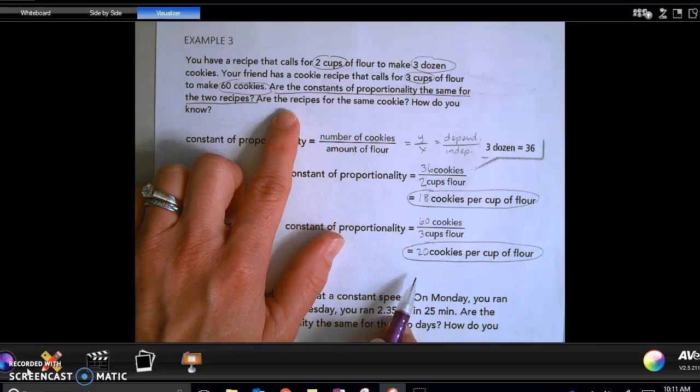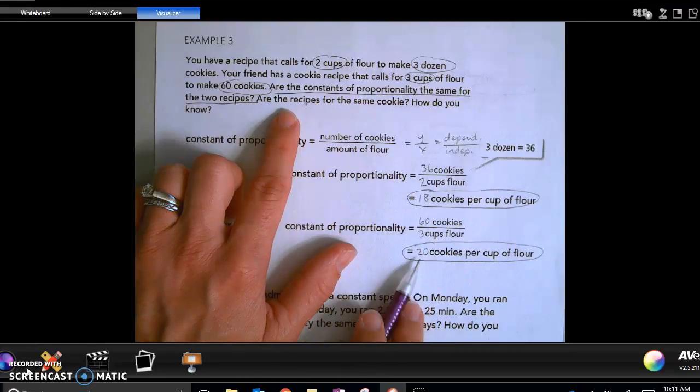We must be using different recipes if we are using a different ratio. Our constant of proportionality would have come out to be the same when we reduce to lowest terms if we were using the same recipe.